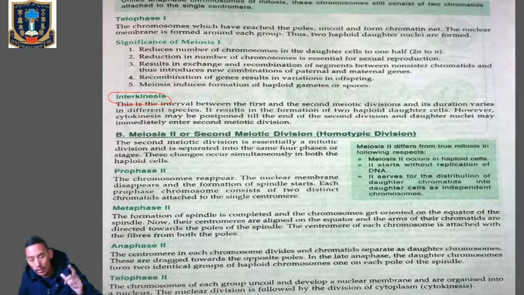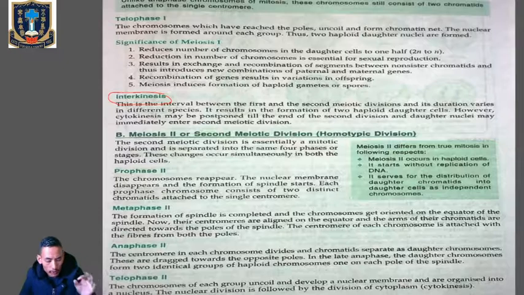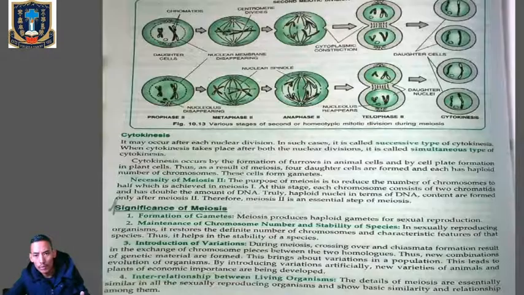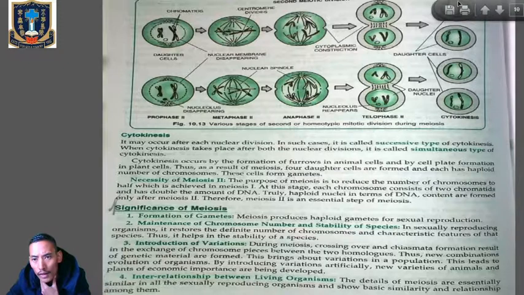Cytokinesis follows, resulting in the formation of a tetrad of cells, that is, 4 haploid daughter cells. So telophase 2 will end the process of meiosis cell division. Therefore, after the end of meiosis 2, there will be formation of 4 haploid daughter cells. You can see the second meiotic division over here.